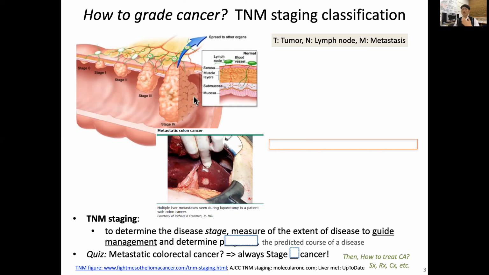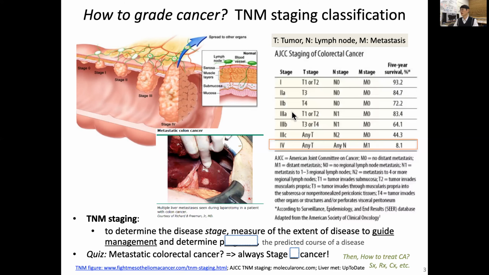So when metastasis happens, this is an example from colon to liver metastasis. You can see this liver lobe. It shows a liver metastasis, which is like a white flower here, multiple liver mets or liver metastasis, seen during laparoscopic surgery with a colon cancer. As an example in this colon cancer case, I bring one table of the staging of colorectal cancer.